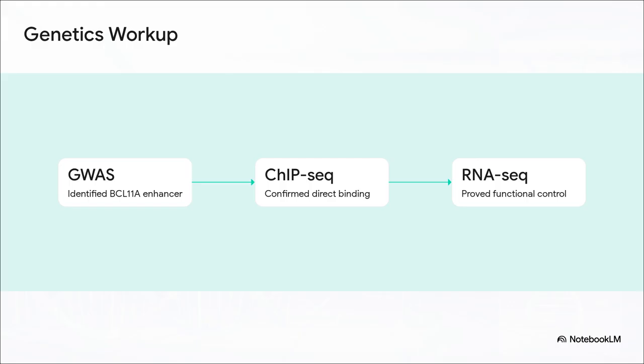Second, ChIP-seq stepped in to confirm the direct binding mechanism, showing us exactly where BCL11A attaches. And finally, RNA-seq provided the functional proof. It showed that when you knock down BCL11A, fetal hemoglobin levels increase dramatically. Discover, confirm, prove. It's multiple methods, each perfectly validating the other.